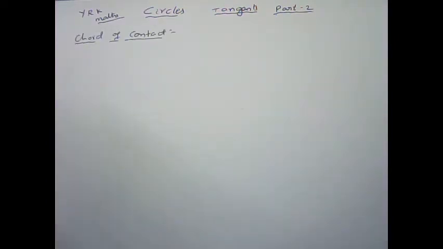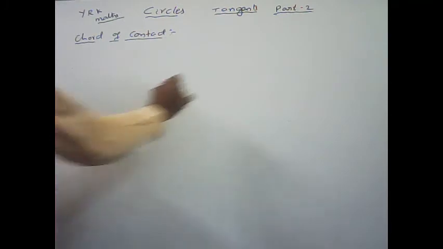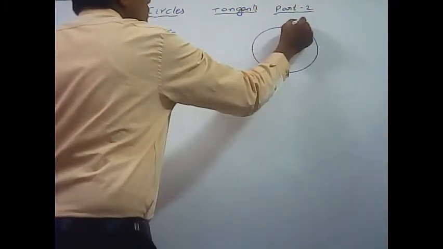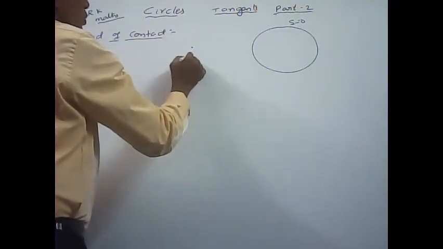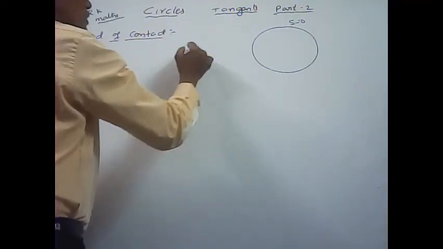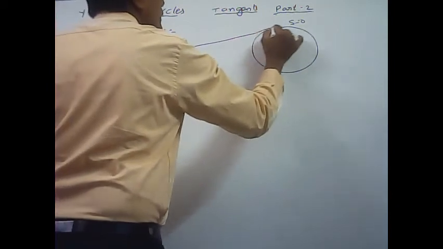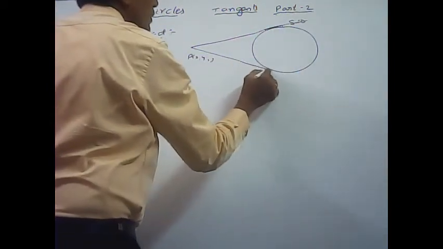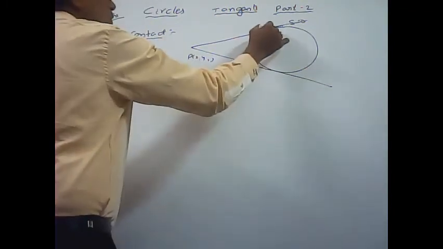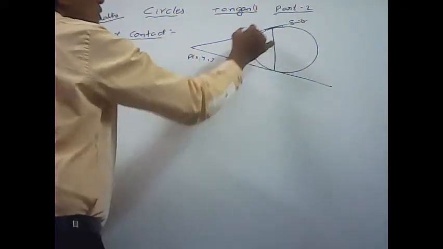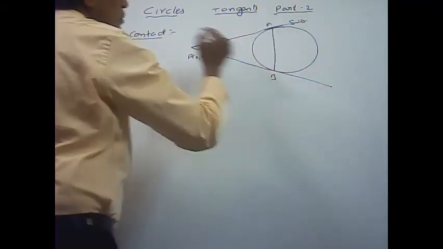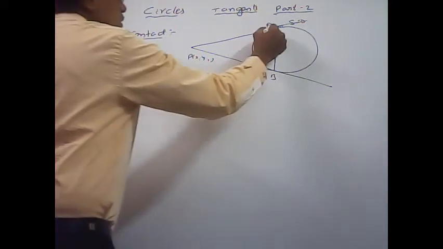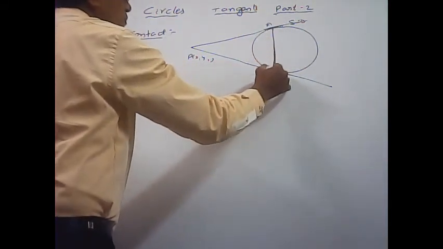Next, chord of contact. This is one of the circles, S equals to 0. This is one of the external points, x1, y1. From the external point to the given circle, we can draw two tangents. If I join these two, here A, B both are points of contact. This is the line segment joining them.